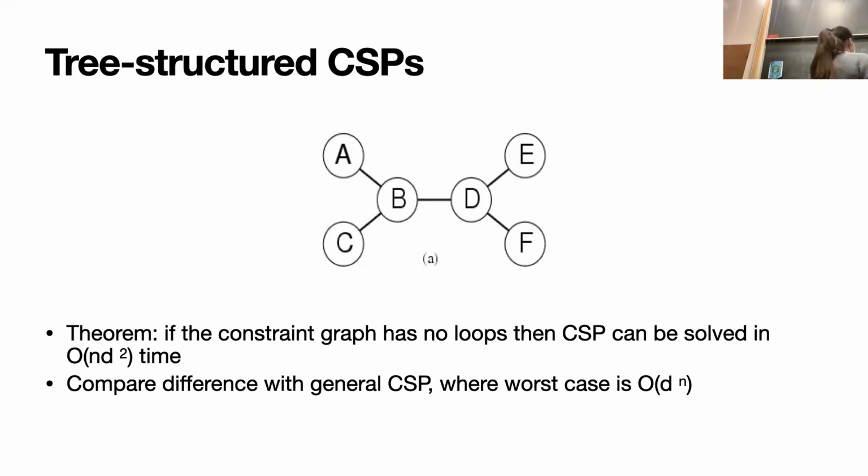So another good property that we look for in problems, especially in constraint satisfaction problems, is the idea of tree-structured constraint satisfaction problems. So what do I mean by a tree? I basically mean that it doesn't have any loops. And in particular, there's a theorem that says if the constraint graph, so again, if I'm drawing edges between nodes that have a constraint, has no loops, then the constraint satisfaction problem can be solved in big O n d squared time, okay? And again, compare that with solving this as a general constraint satisfaction problem, where our worst case would be exponential, big O of d to the n.